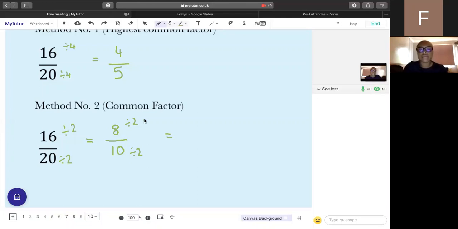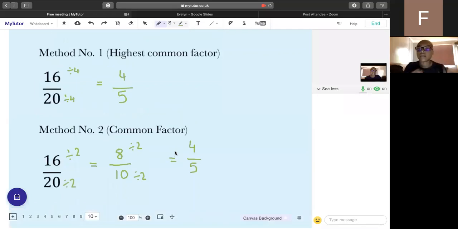And then we get, so 8 divided by 2 is 4, and 10 divided by 2 is 5. And then that's where we stop, because there's no more common factors between the two. Yeah, so you can decide to do it using the highest common factor way, or you can decide to do it using the common factor way. When you get to much larger numbers, it would be easier to do the common factor way. You just have to remember your different factors for different numbers.